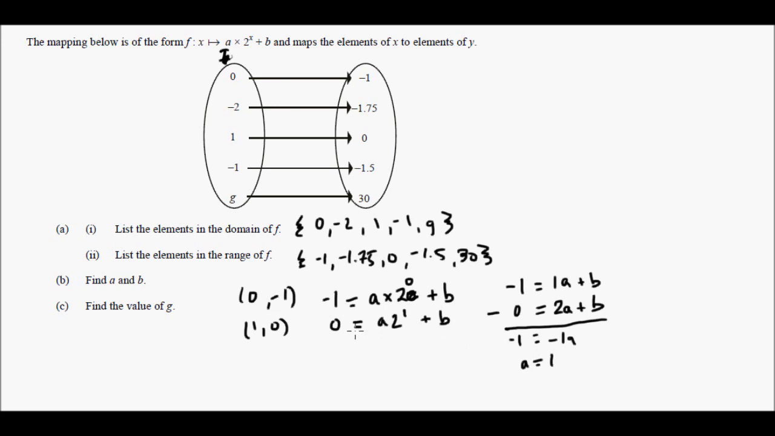Let's sub this into, right here, since we know a. So it's going to be negative 1 equals 1 times 1 plus b. Well, move the 1 over, and you're going to get b equals negative 2. So now we know a and b, which is nice.